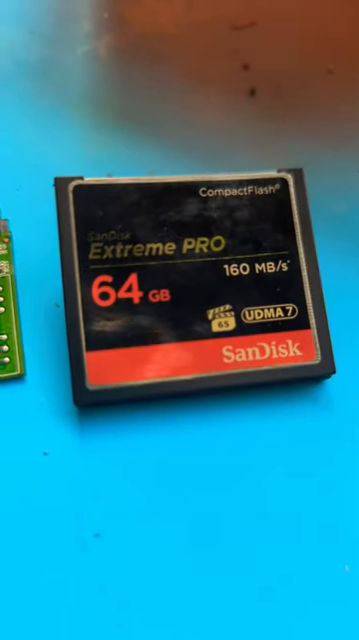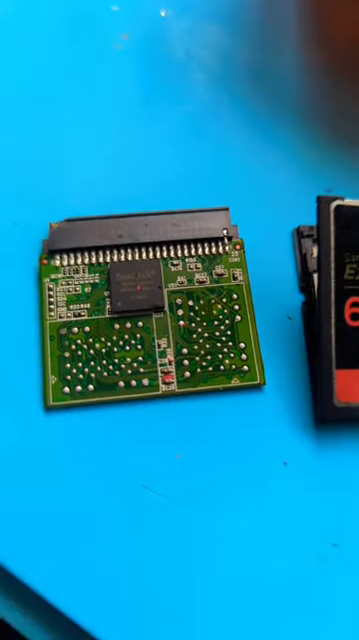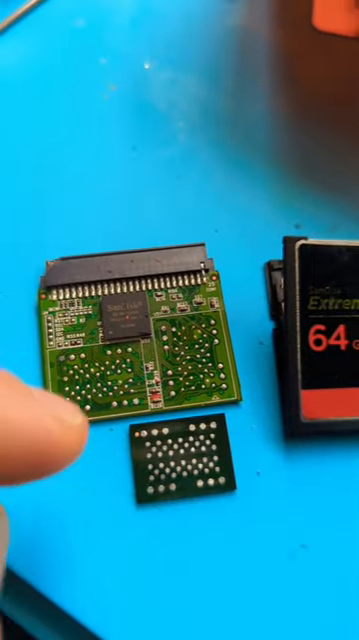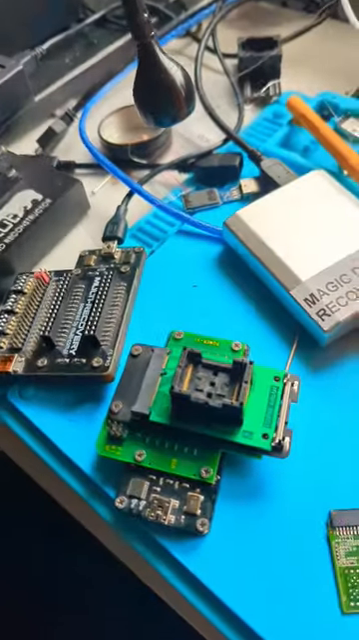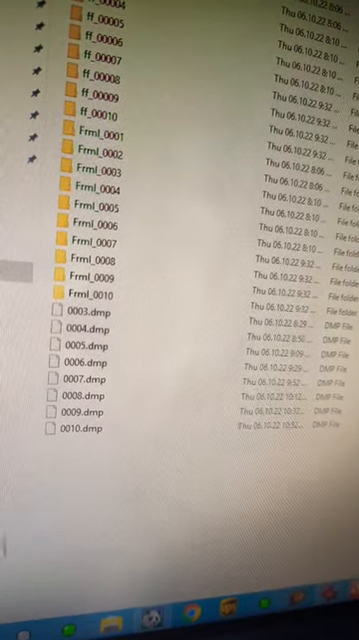How to recover data from Compact Flash. Inside, there's a circuit board. The circuit board has memory chips, like this. These memory chips would need to be read with one of the programmers, like this. Once the reading is done, we have dump files.